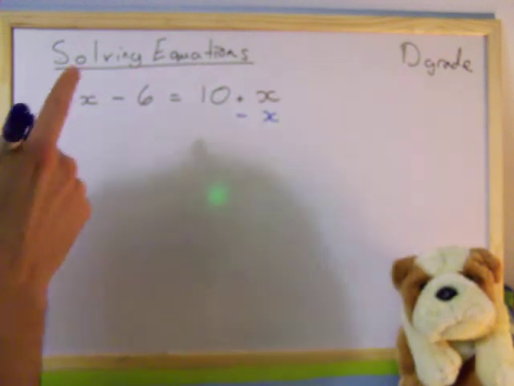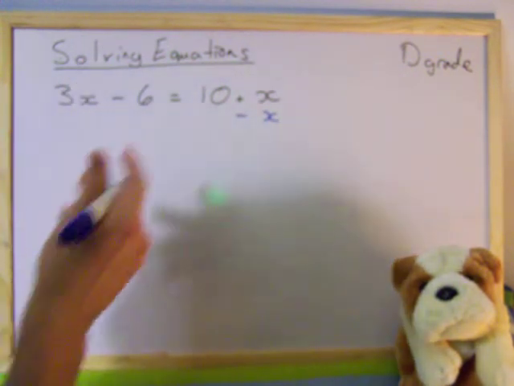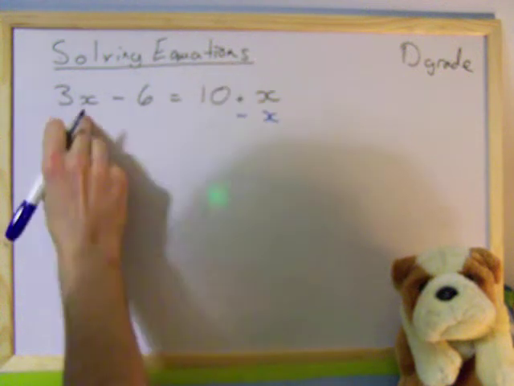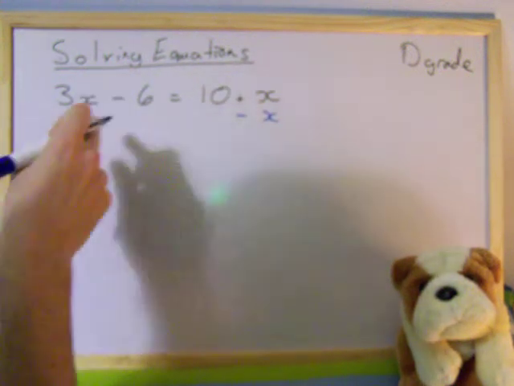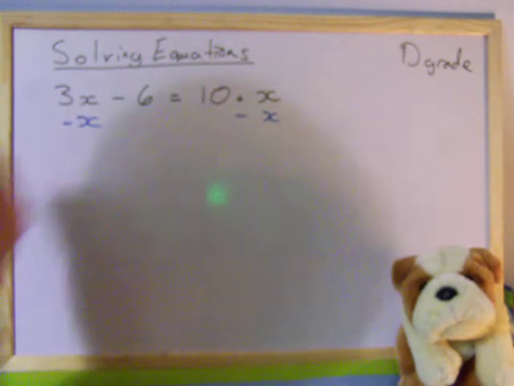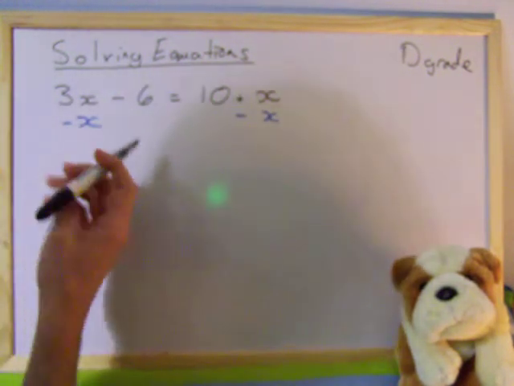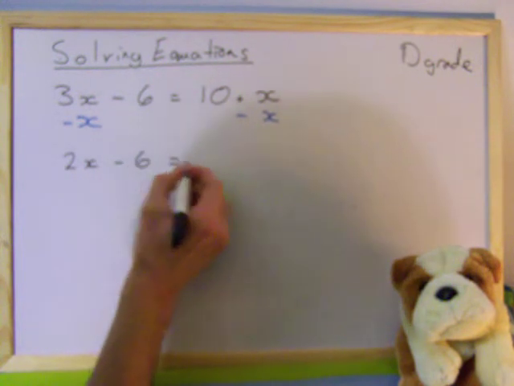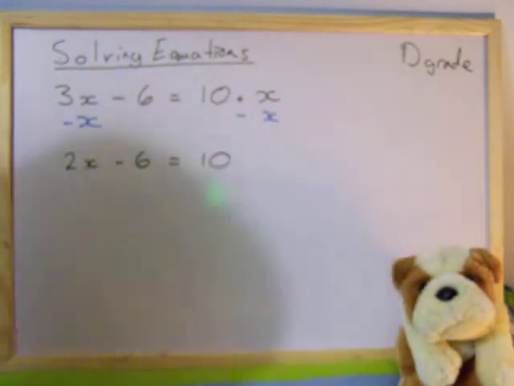I can't just do that alone though, because then that would maybe be making this side smaller than it was, and then this side would no longer be equal to it. This side would still be the same size and therefore bigger than the smaller side. So I'm going to take x from both sides. When I do that, I get 2x minus 6 equals 10 because the x's cancel.